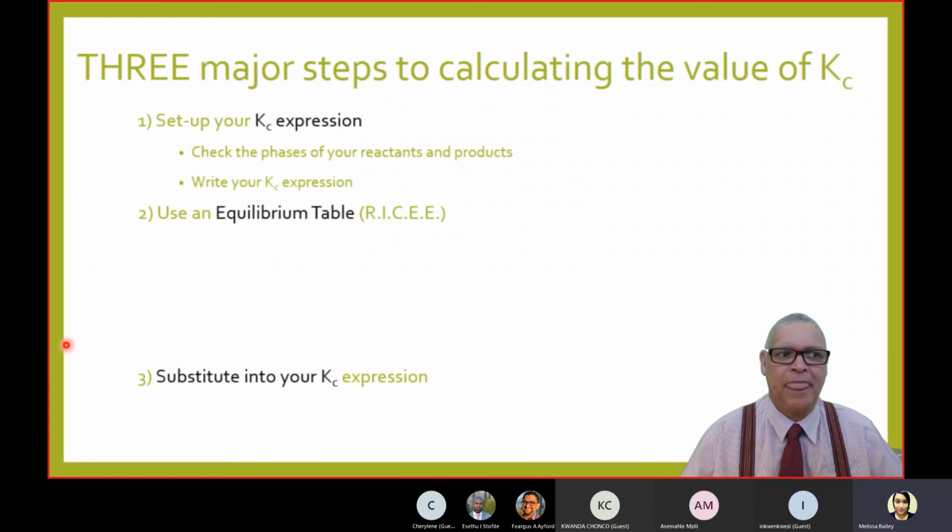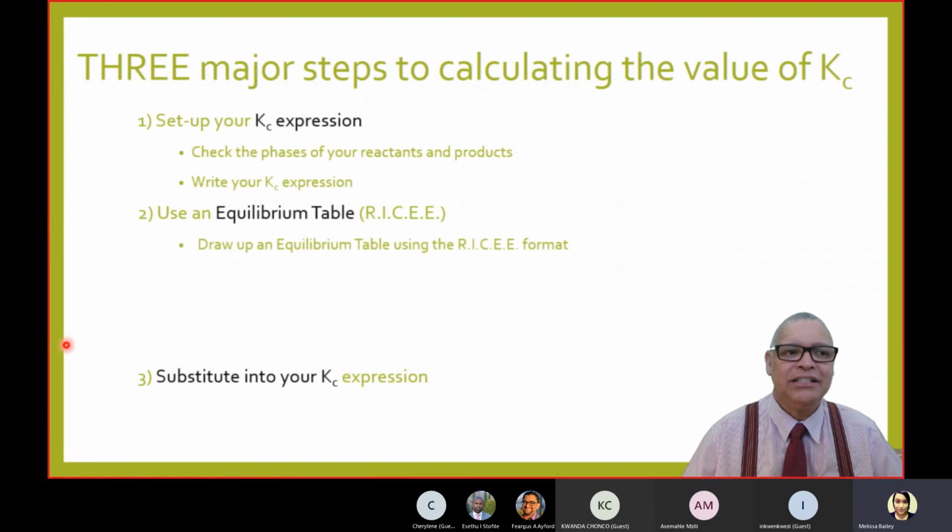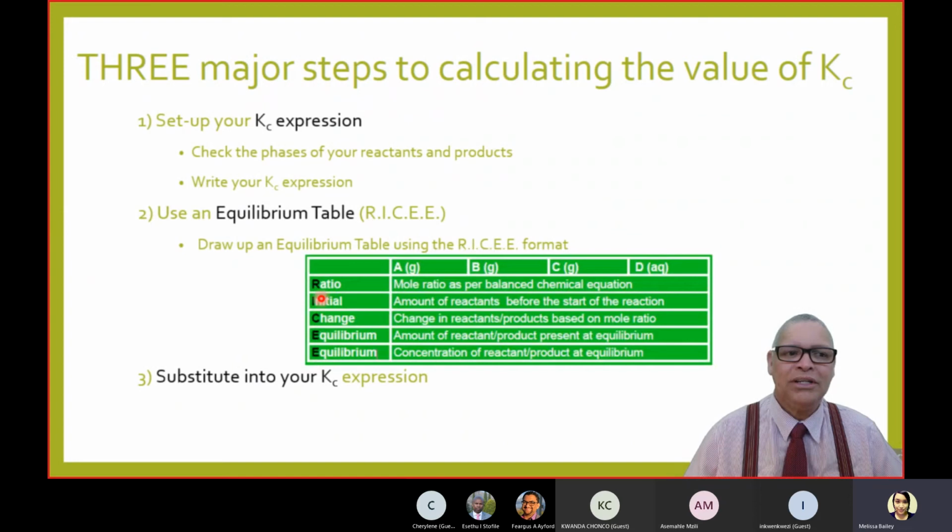Point number 2, use an equilibrium or a RICE table. So the RICE table, we need to draw this up in this sort of format. What does the RICE table stand for? Here we are. Remember, we had this reaction early on. We had A, B, C, and D. Now, R stands for the ratio. In other words, the mole ratio according to the balanced chemical equation. That is a very important point: the mole ratio according to the balanced chemical equation.